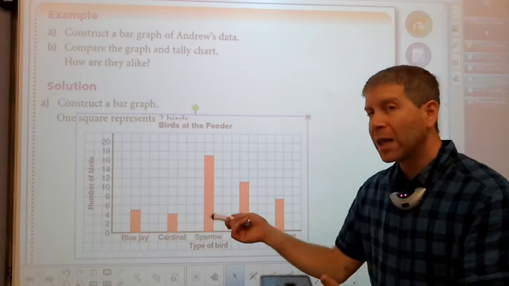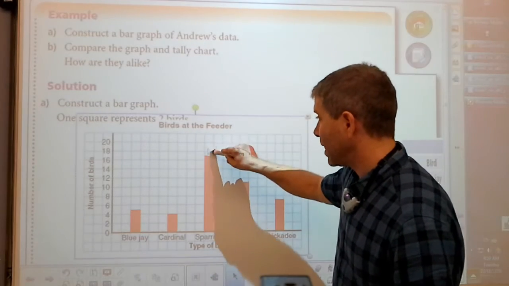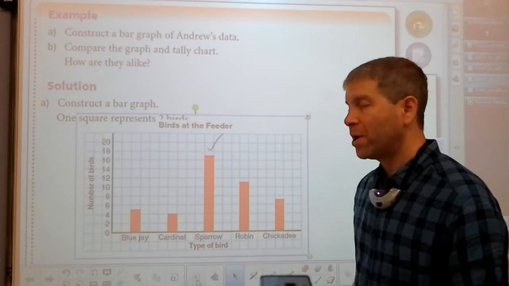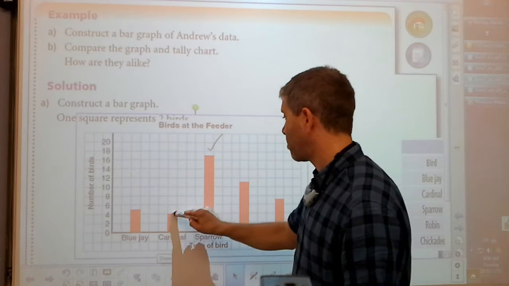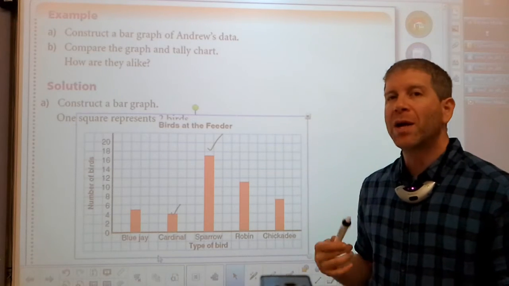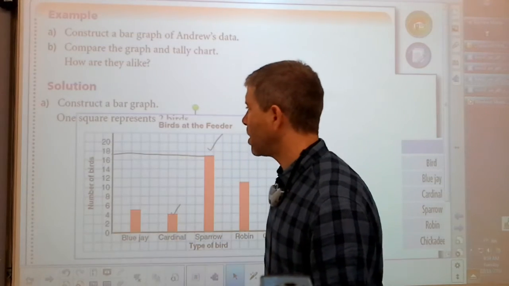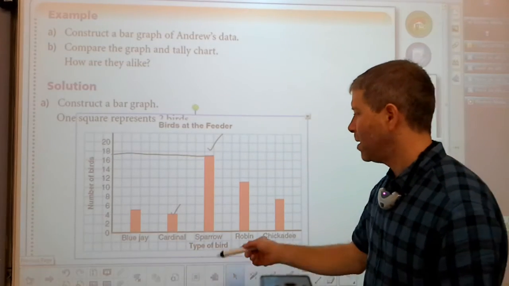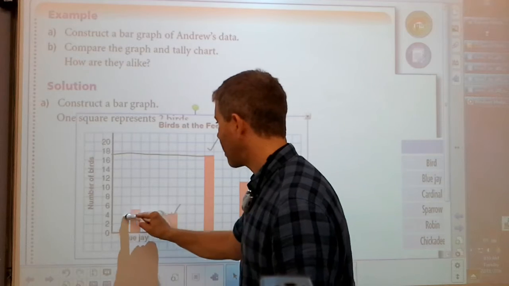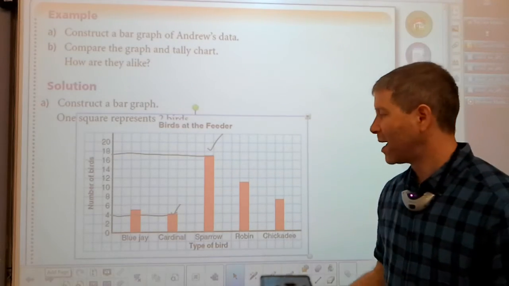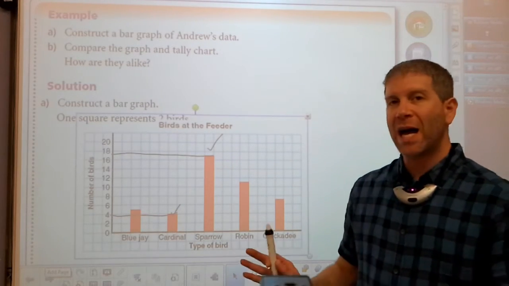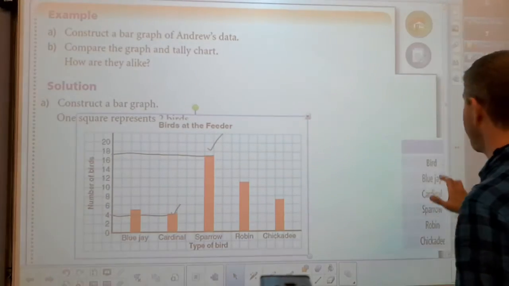And so unlike the pictograph, or like the pictograph, we can see which bird visited the feeder the most and which bird visited the least, but we can also very quickly get the number. We simply scan our eye across and we see, oh, 17 sparrows came. Scan our eye across and read off the y-axis that only 4 cardinals came. So that's why bar graphs are fantastic.